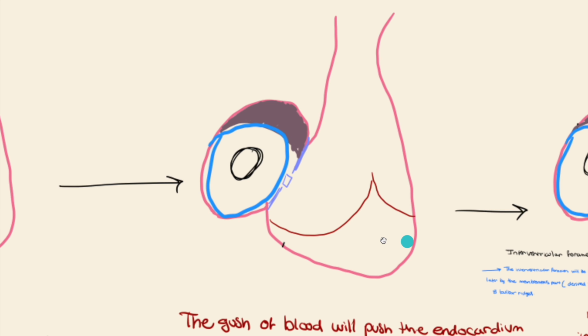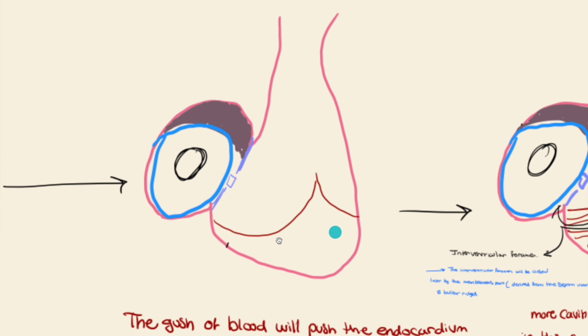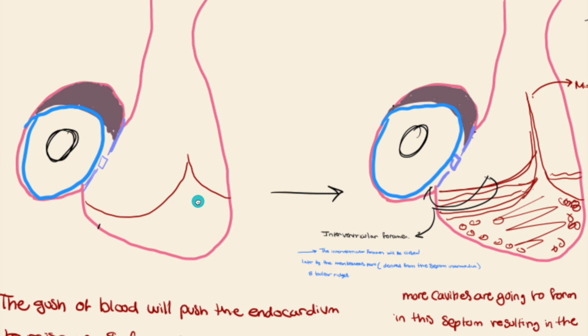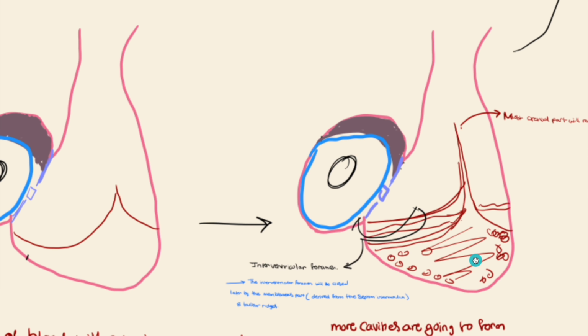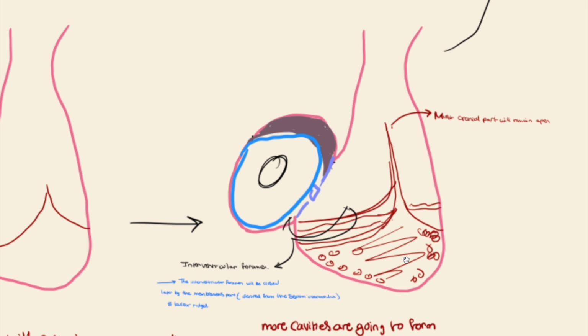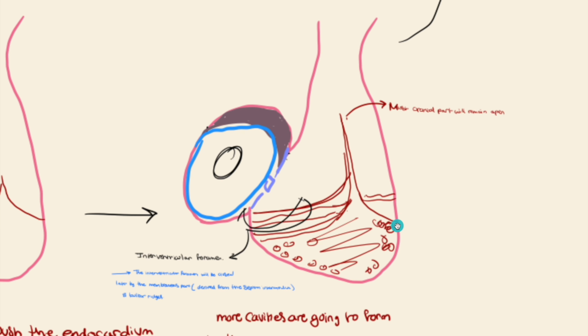This upward protrusion is going to form the muscular part of the interventricular septum. As blood continues to flow within the muscular part, small cavities are going to form. And these cavities are going to give rise to the rough inflowing part, which is going to be the trabeculate muscle and the papillary muscles as well.